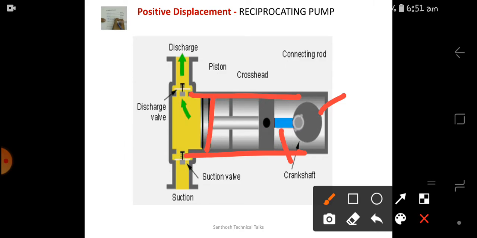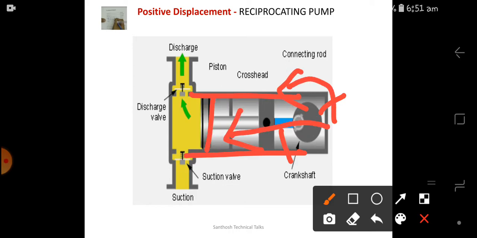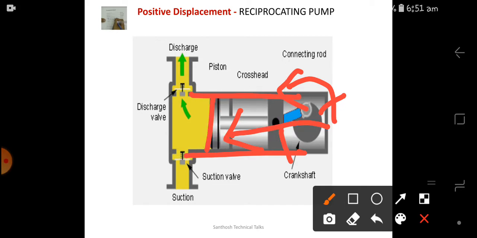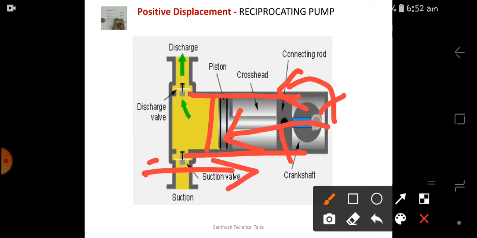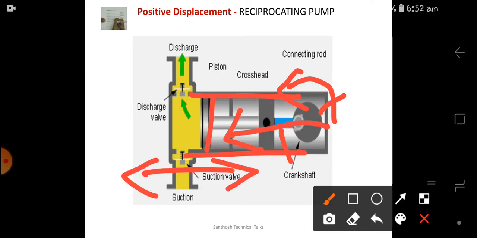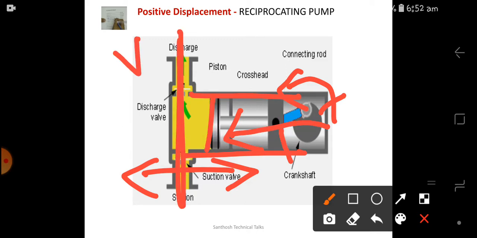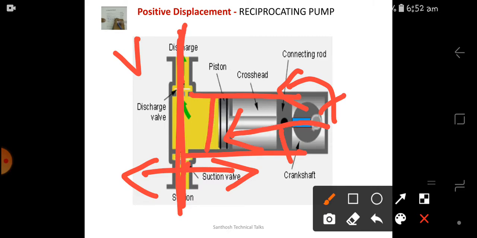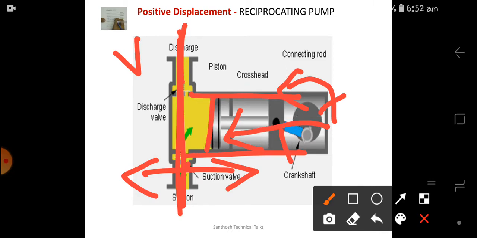So if the crankshaft is rotating or a pulley is being rotated, the connecting rod will convert the rotary motion into reciprocating motion of the piston. Here the piston moves towards and away from the valve end. So this is the valve end. The suction and delivery are at the same end, in the same line.